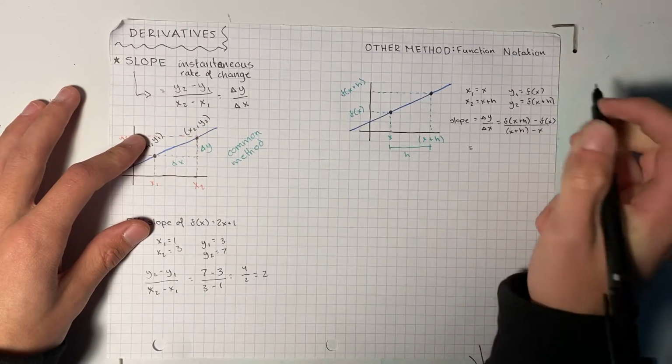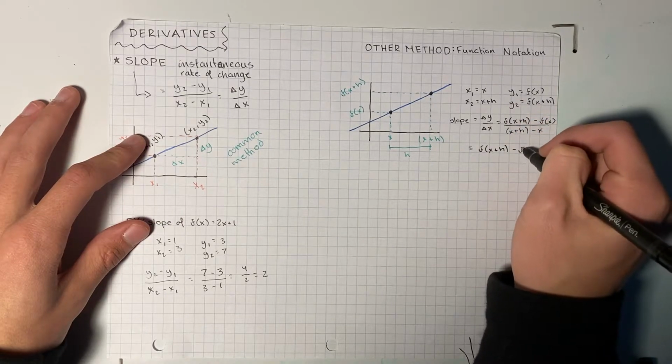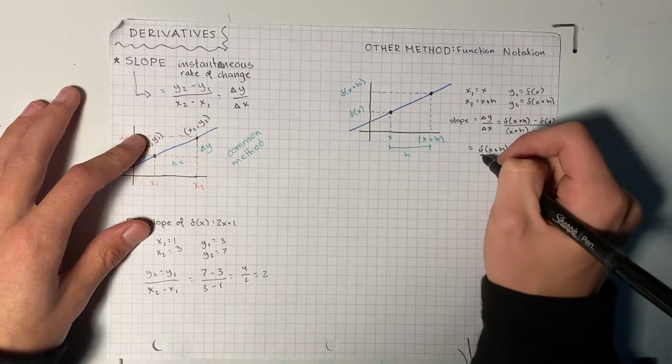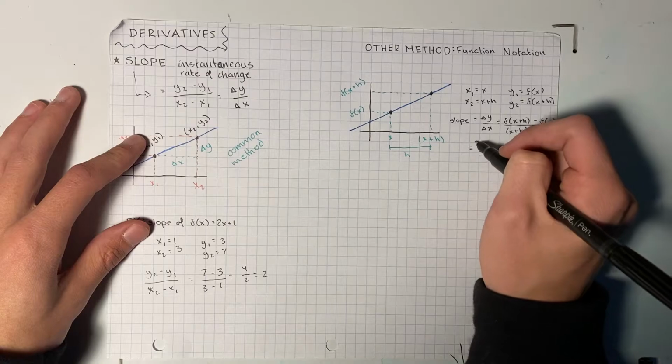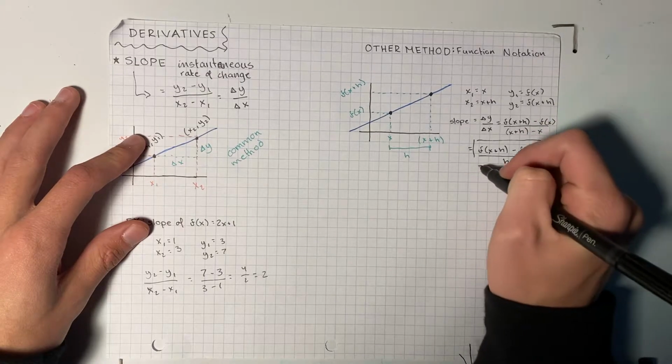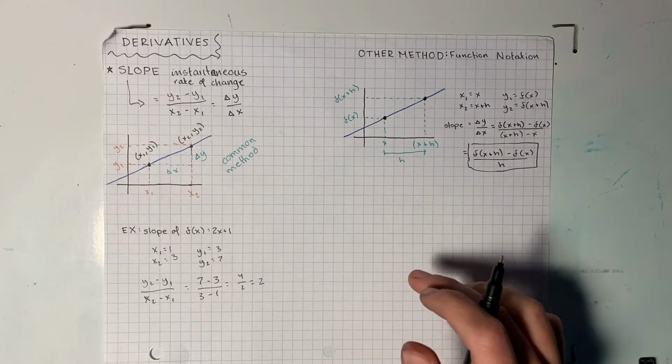So this just simplifies to f of x plus h minus f of x over x plus h minus x, which is just h. So this is the important equation we have to know here. And this is the one we'll be using later on.